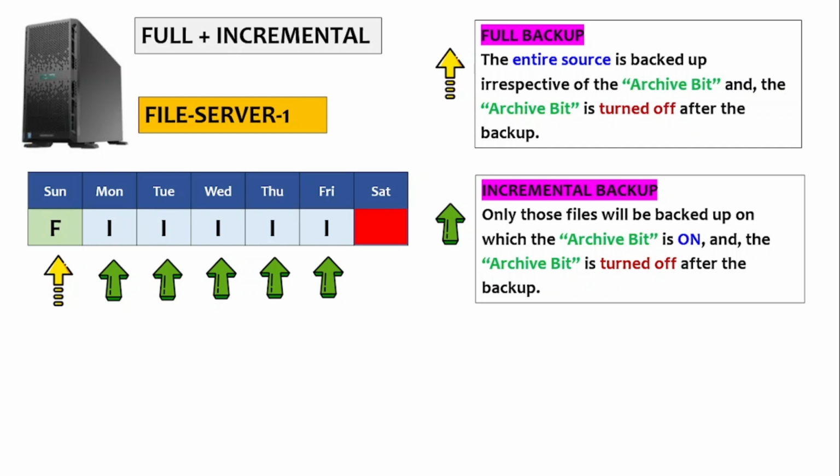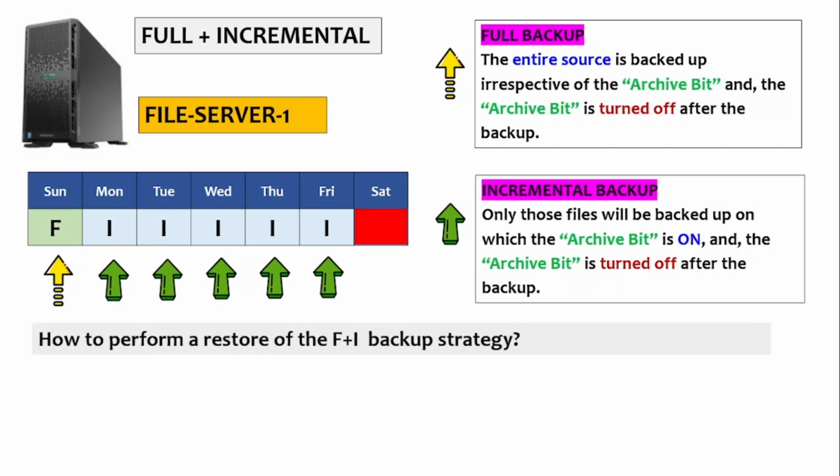So again, after Monday's incremental backup, the entire file server had all the files with the archive bit off. So same thing happened on Tuesday. People came in the morning, we took an incremental backup. Same thing happened on Wednesday. There were some files which were created, some files which were edited. So we took again an incremental backup on Thursday and Friday. So by Friday evening, there was no file again on the server on which the archive bit was on. So how to perform a restore of a full plus incremental backup strategy?